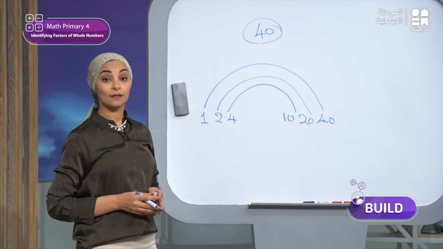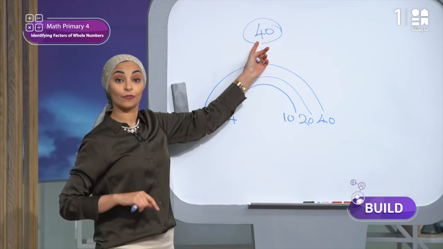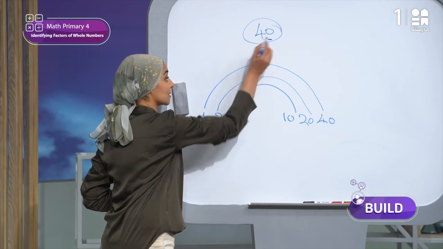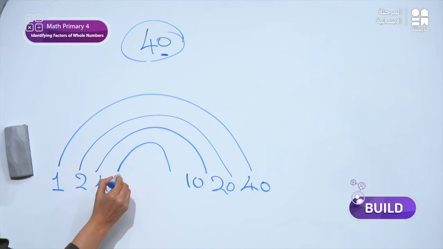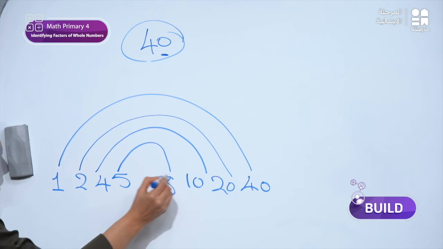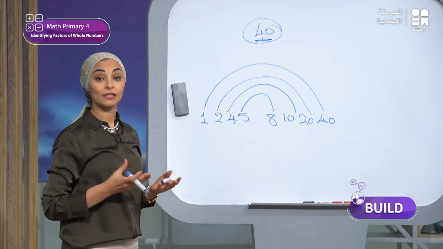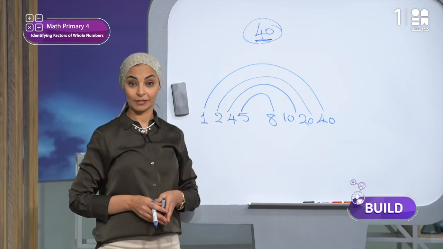What else? Is 40 found in table 5? Yes, 40 is found in table 5. How did I know? Because the ones place is 0. So 5 times what gives me 40? Yes, 5 times 8 gives me 40. So the 5 and the 8 are also factors of 40. Okay? So what are the factors of 40? All these numbers are factors of 40.